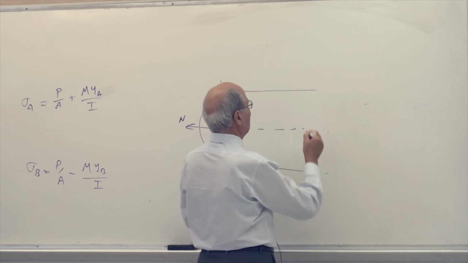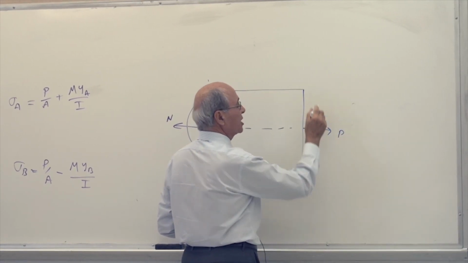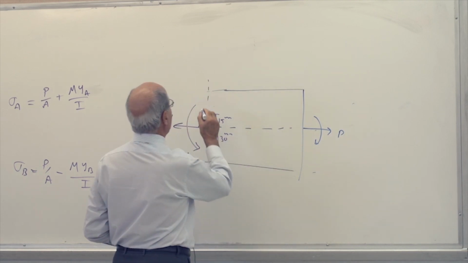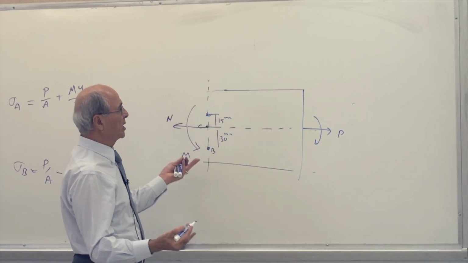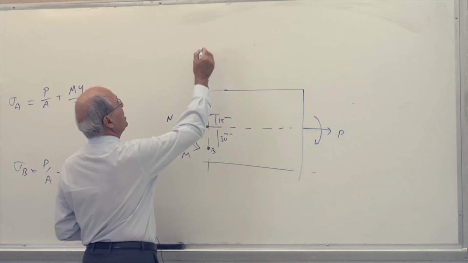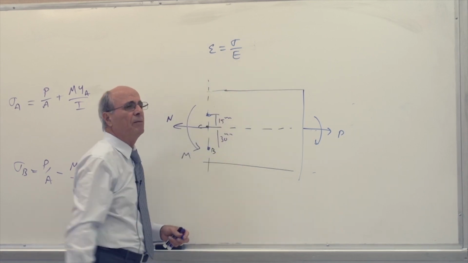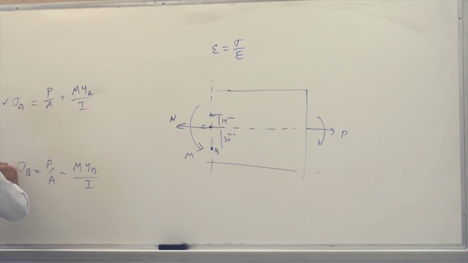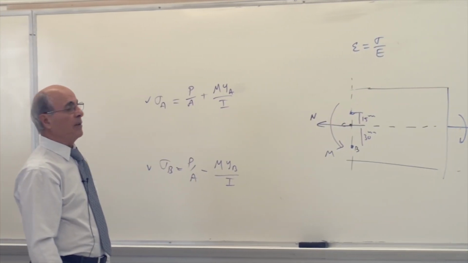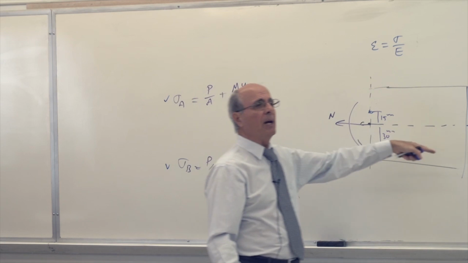The rest of this problem, let's put it back. The rest of this problem was like that. Since P was not given, instead, epsilon was given here. Of course, I explained that in class in another example. Since epsilon was given, and epsilon equals sigma over modulus of elasticity, in effect sigma A was given, sigma B was given. Your two unknowns were P and M, but M was equal to P times D.